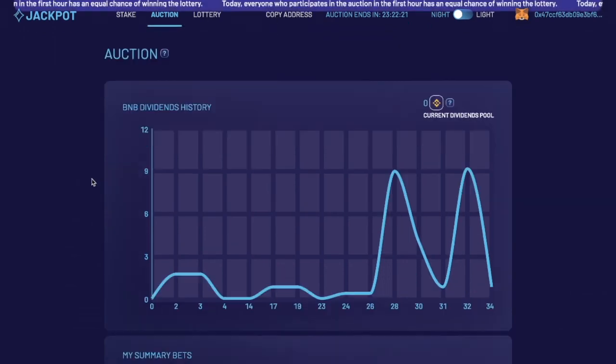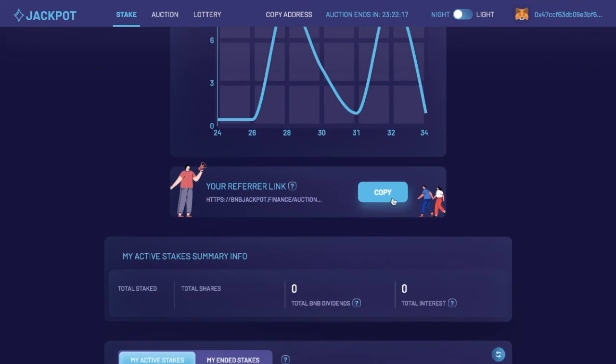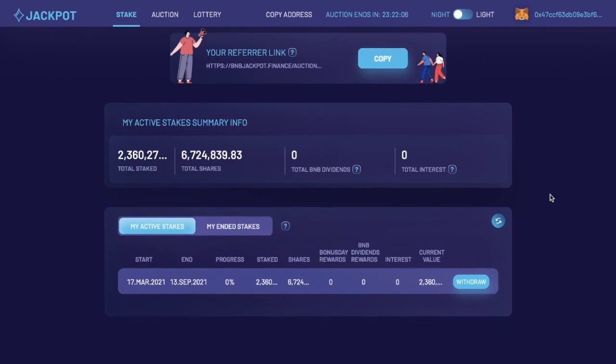On the stake page, there's going to be a referral link. Okay, really simple. You can see this one too. It's just bnbjackpot.finance. I'm not sure if that's the final URL, but I think it might be.